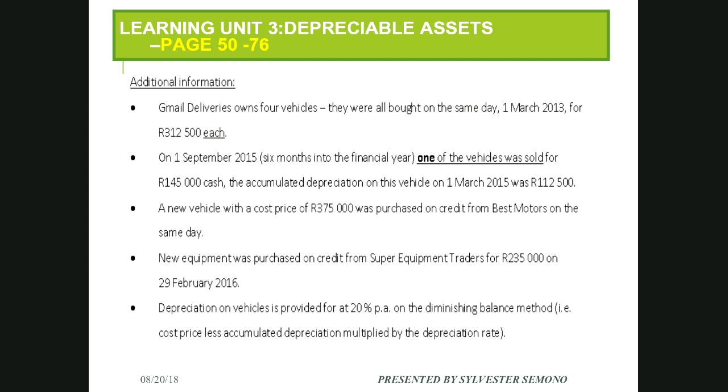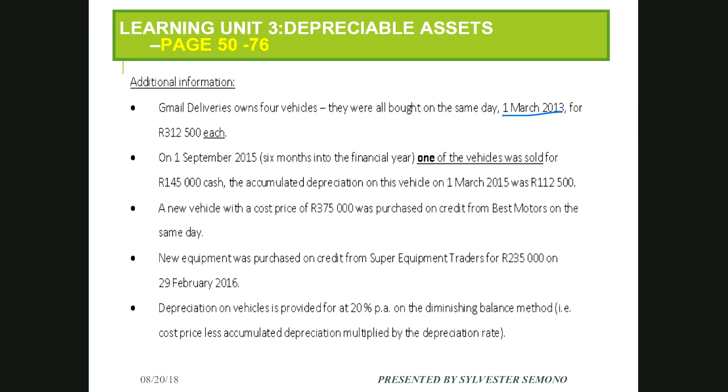Can you see the 1st of March? Meaning we need to depreciate from the 1st of March till the 1st of September 2015. Sometimes in future they don't even give you this 1st of March. They will give you the accumulated depreciation from the 1st of March till the beginning of your year. But this one, you must do everything yourself.